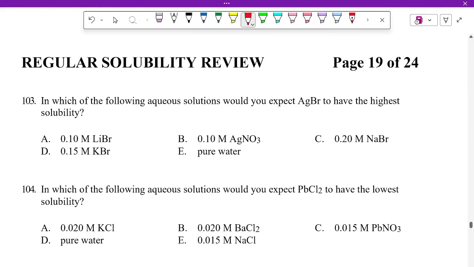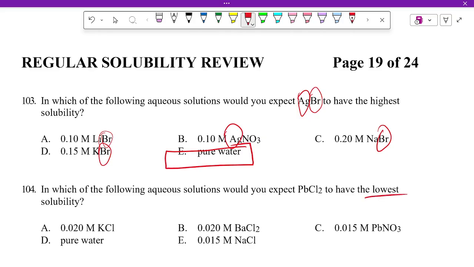In which of the following would you expect AgBr to have the highest solubility? Oh, look, we have a common ion, common ion, common ion, common ion. Those are all going to make it less soluble. And so the answer is going to be the highest solubility in pure water. And I think 104 is the same kind of a deal. Lowest solubility, you want the highest concentration of ion. So that would be this one. There we go.